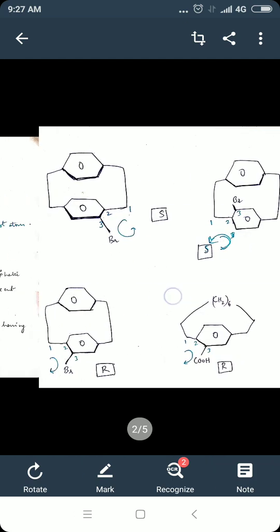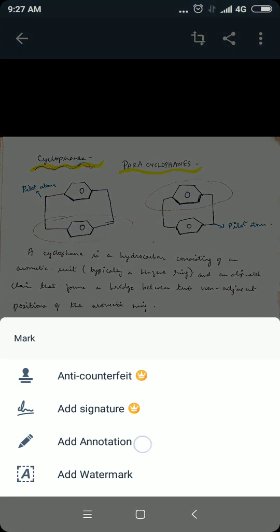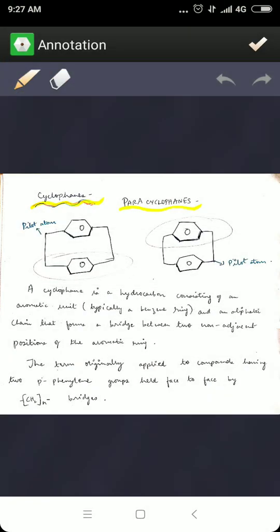Now let us see how the R and S configuration is to be assigned, how the structure of the molecule is, and what the pilot atoms are in the paracyclophanes. So now in the first example, in the first structure, we should first remember that the two benzene rings are parallel to each other.